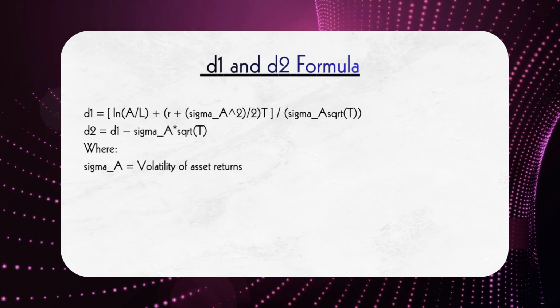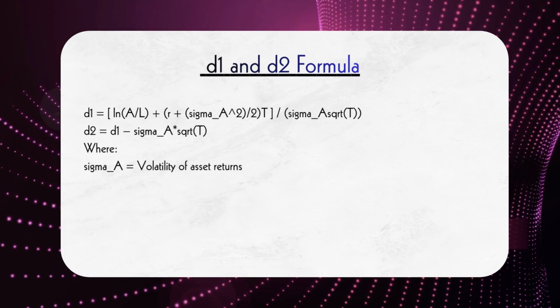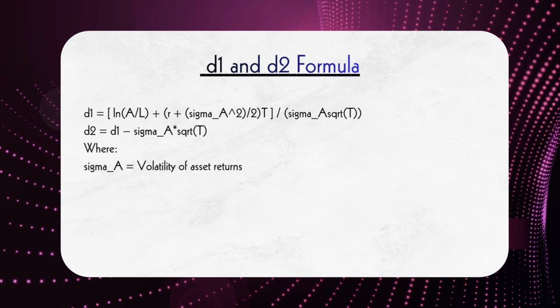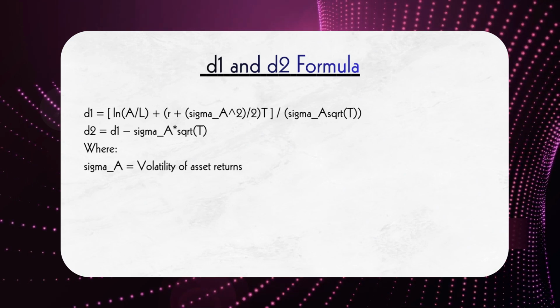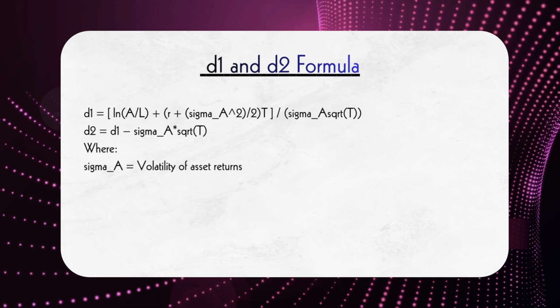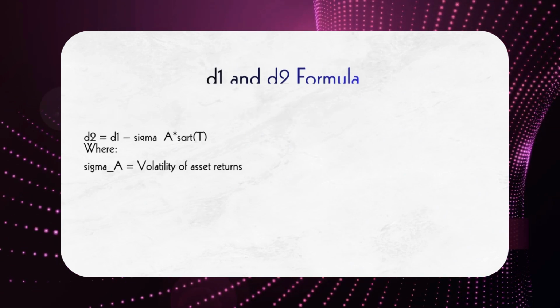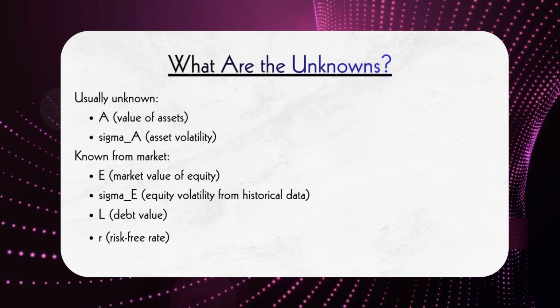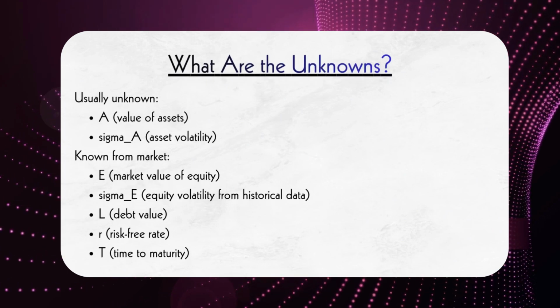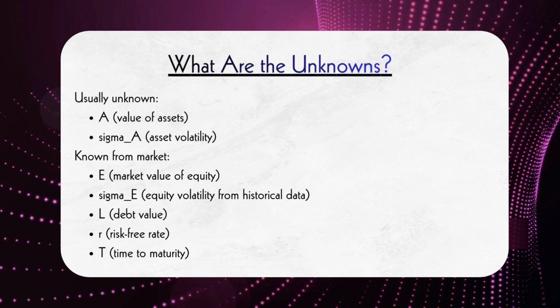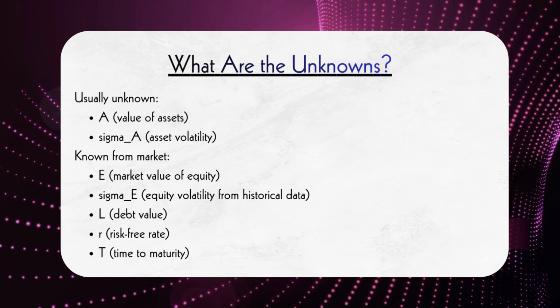d1 equals ln(A/L) plus (R plus σ_A squared divided by 2) multiplied by T, divided by σ_A times the square root of T, and d2 equals d1 minus σ_A times the square root of T. In this model, the main unknowns are the value of assets A and the asset volatility σ_A because they are not directly observable in the market.